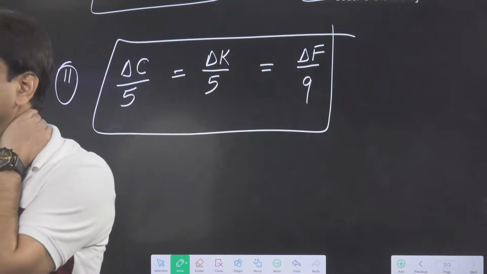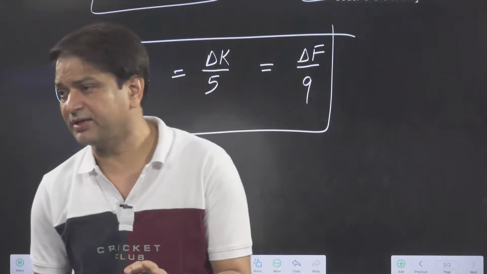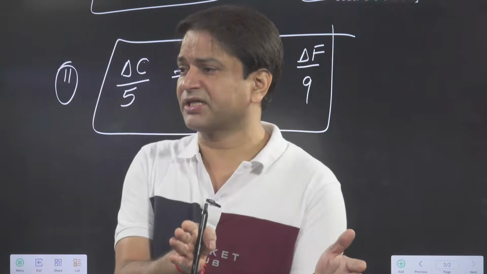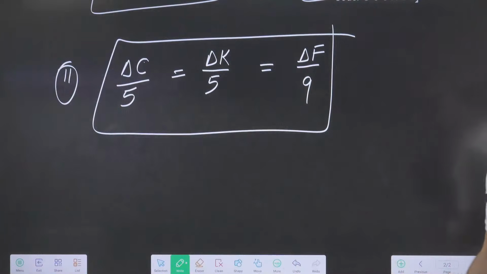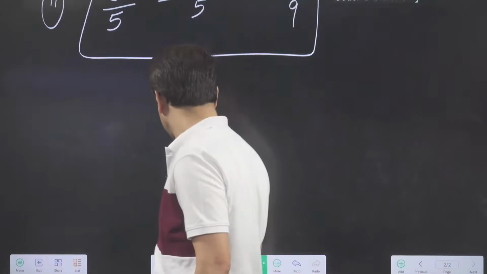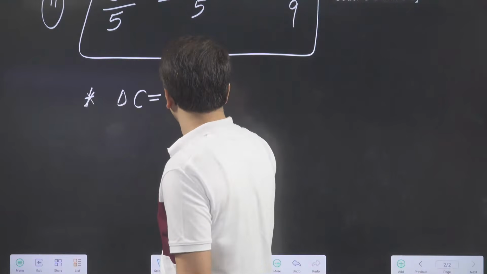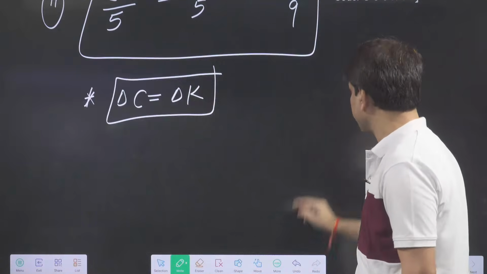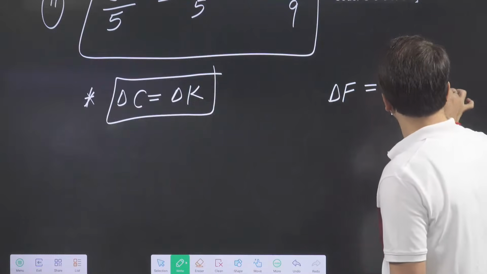Everybody understood or not? So if I want to convert one scale into the other scale, we will use the TSI. And when we want to convert one temperature change into the other temperature change, we will use this delta relation. Okay. So from this we can say what? Delta C is equal to delta K, and delta F, what I will get? Delta F is equal to 9 by 5 into delta C.